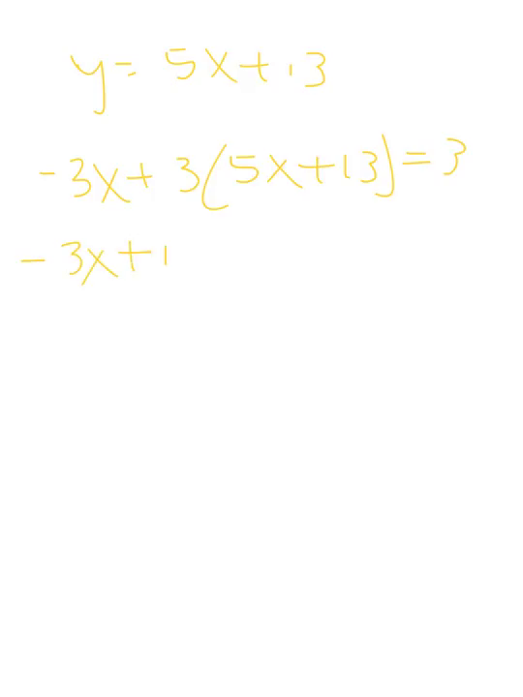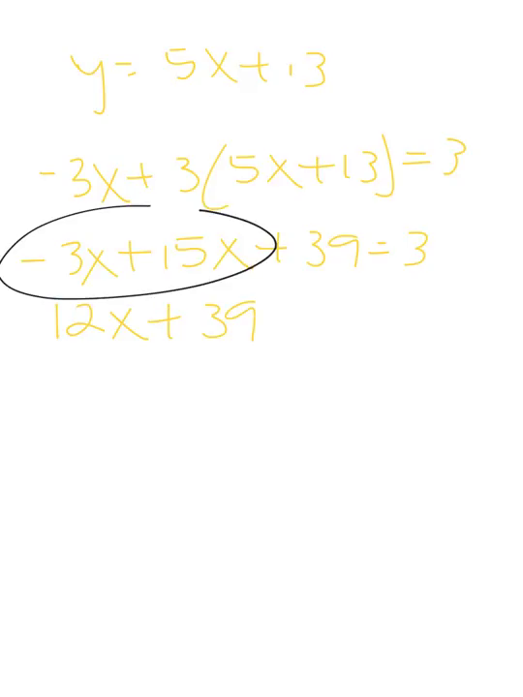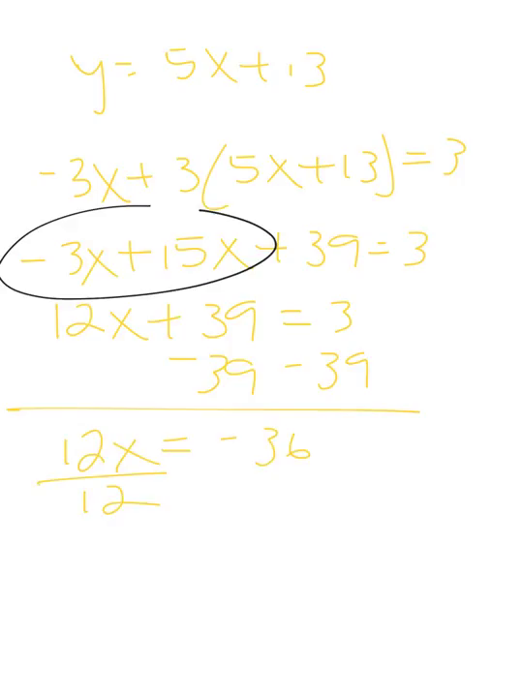We had y equals 5x plus 13, and then we had negative 3x plus 3 parentheses 5x plus 13 equals 3. Negative 3x plus 15x plus 39 equals 3. 12x, because we combine those, plus 39 equals 3. Subtract 39. 12x equals negative 36. And x equals negative 3.